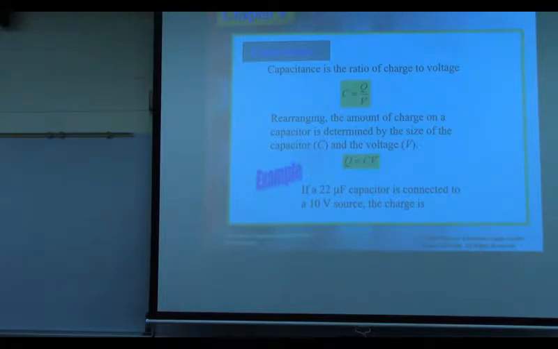What is the unit? You multiply, so C equals 22 micro, V equals 10, so multiplied together will be 220 microcoulombs, right? 220 microcoulombs. Does it make sense? Right, so that is the result: 220 μC.